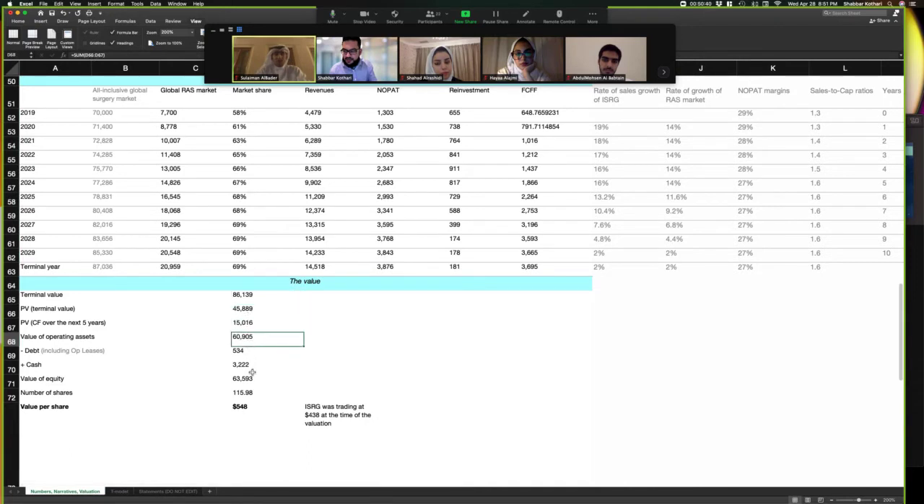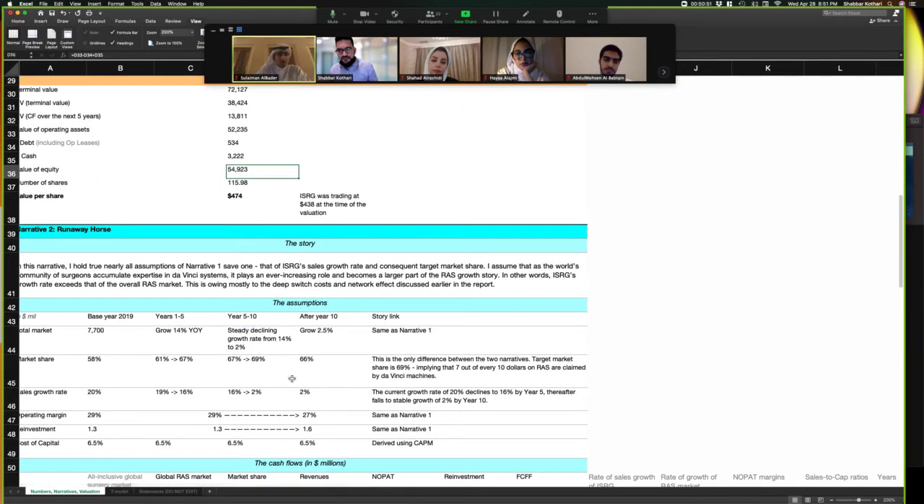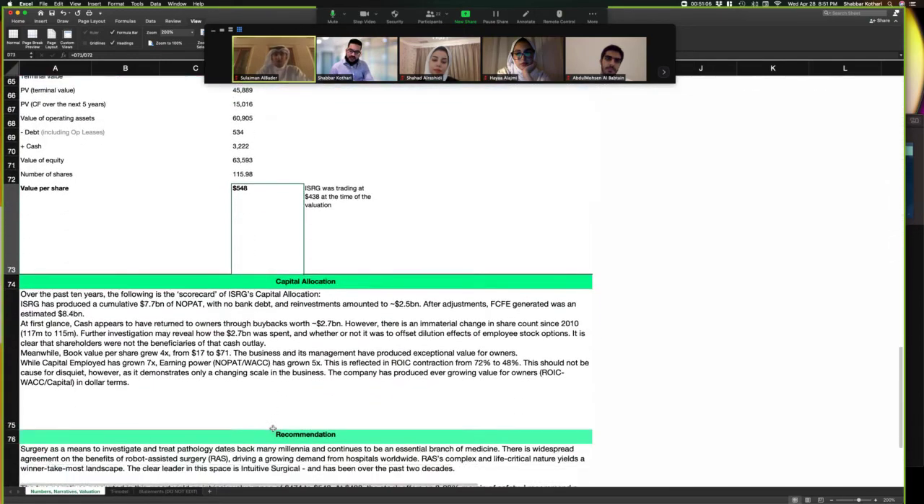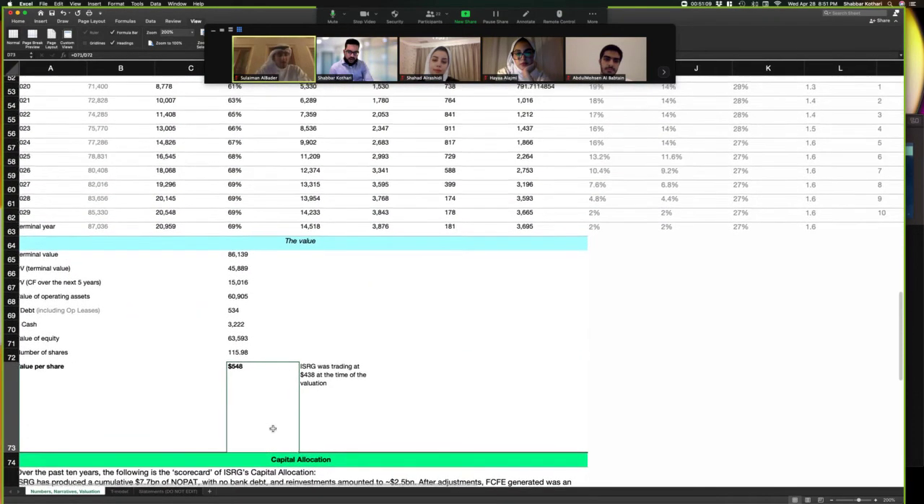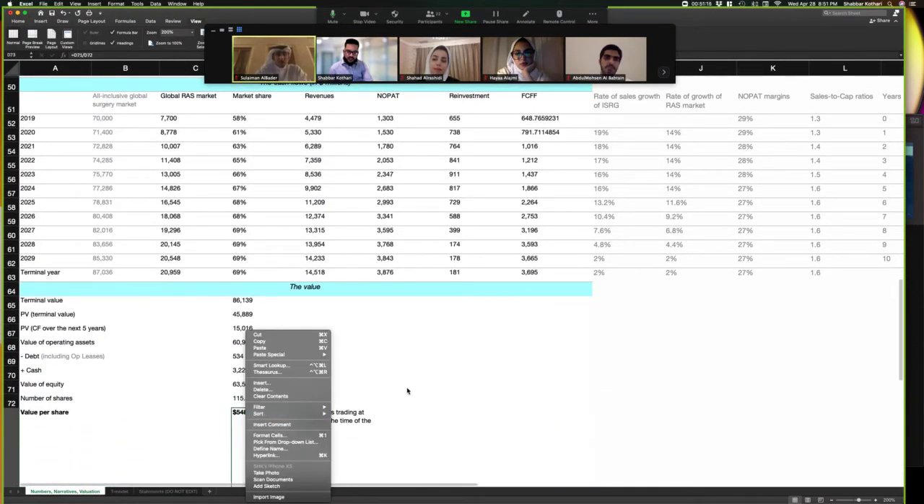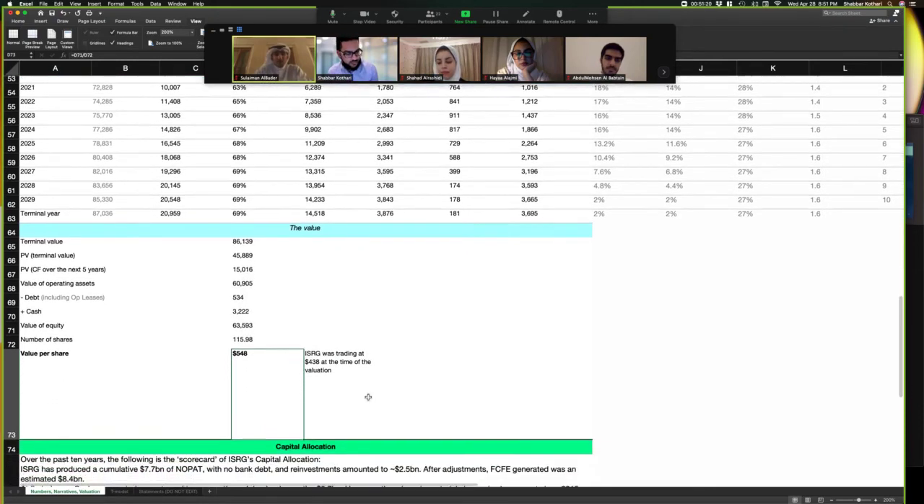Terminal, PV, value of operating assets, subtract debt, add cash. Now, when I did this, instead of $55 billion, I got a net of 63.5. And when you divide it by outstanding shares, you get 548. So, Abdul Mohsen, back to the point we were discussing, for the case of ISRG, the range we got was 474 to 548. And it was trading at 438 at the time when I was looking at it.